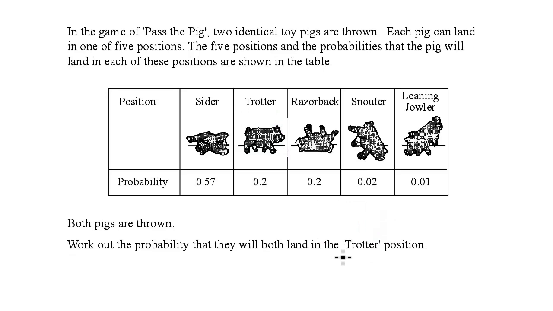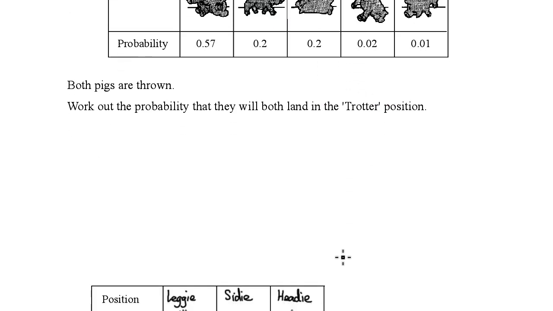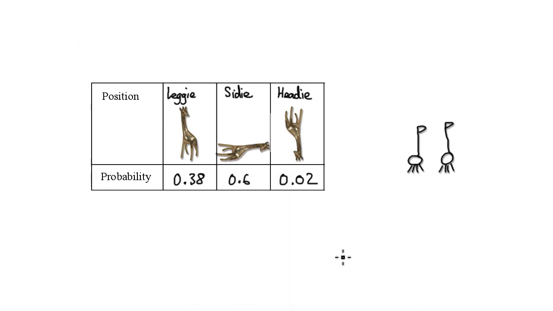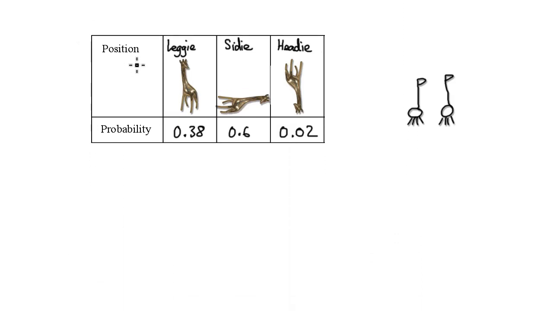Okay, so the idea behind this is to draw a map of all the things that could happen. Let me give you an example with my game. I've got a similar game where I've got a giraffe. The probability it will land on leggy would be this. Land on sidey would be this. Heady would be this.